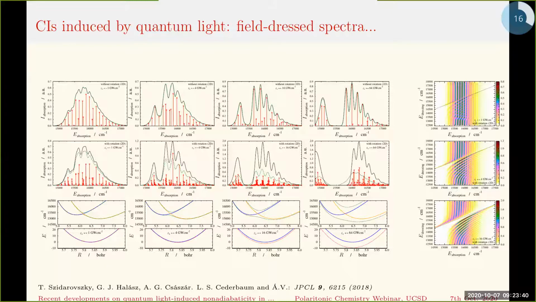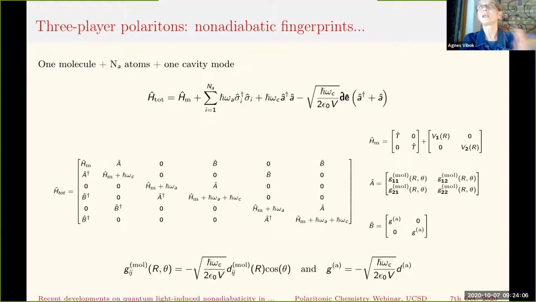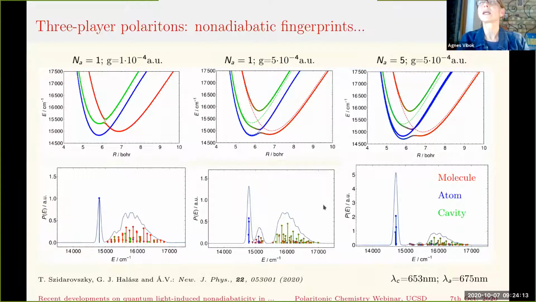Okay, so I would like to go further. In the former situation, we had only one molecule and the cavity mode, the cavity photon. Now we put some diatoms, and then we also define the working Hamiltonian: the molecular, the atomic, the photon field, and the interaction part, again in dipole approximation. You see here the dressing Hamiltonian. We can solve the same kind of problem as before. We can also calculate the dressed states, and with this we can calculate the spectra.